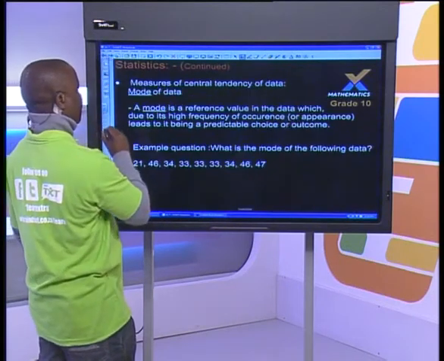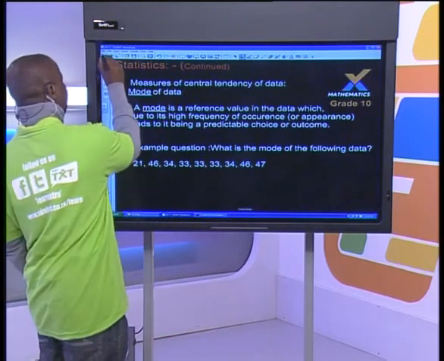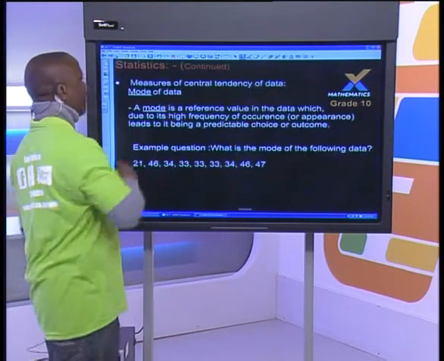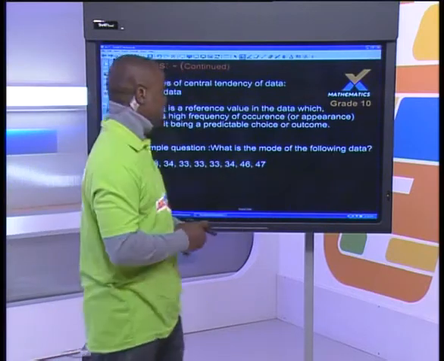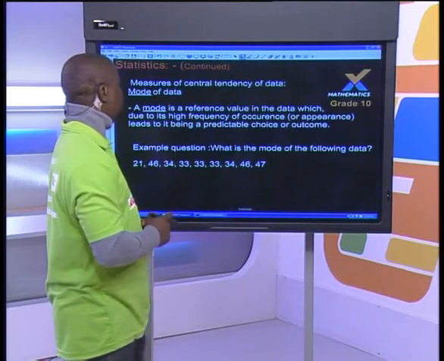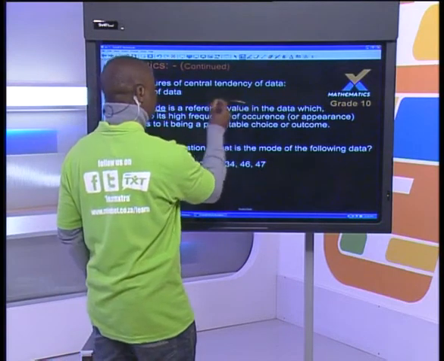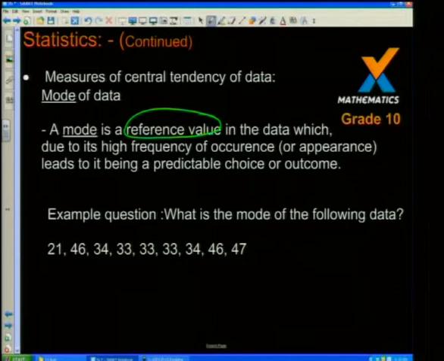All right, before we get to that, let's attack one more measure of central tendency, the mode. I nearly forgot that. The mode is also that value which you want to use as a reference. It's a reference value in the data which, due to its highest frequency of occurrence in the data, leads to it being a predictable choice in terms of outcomes.